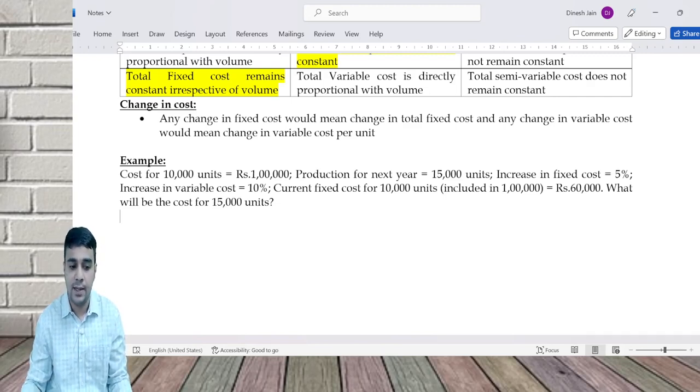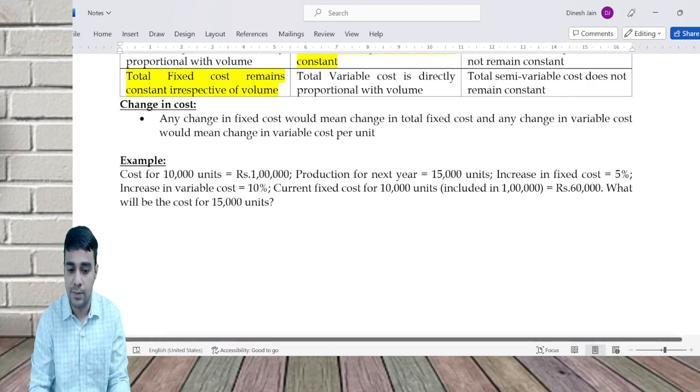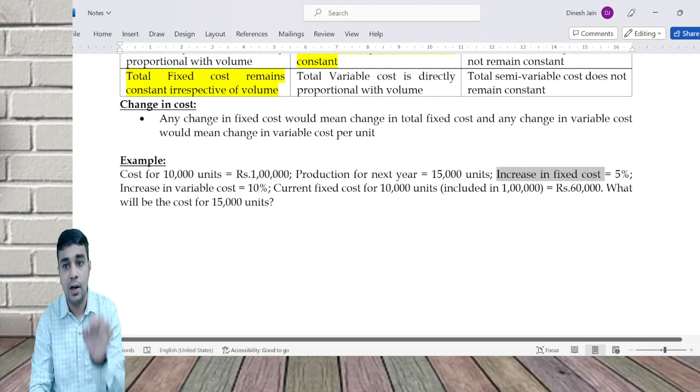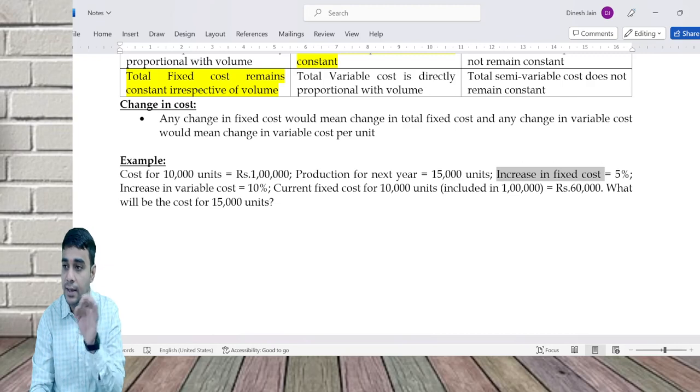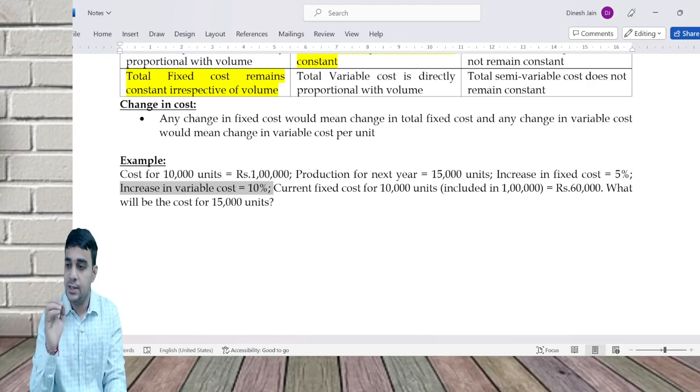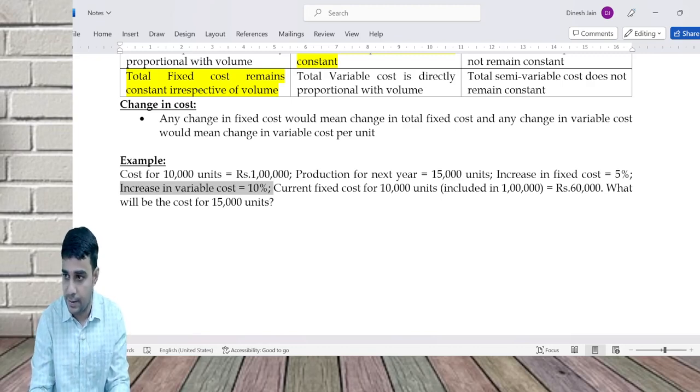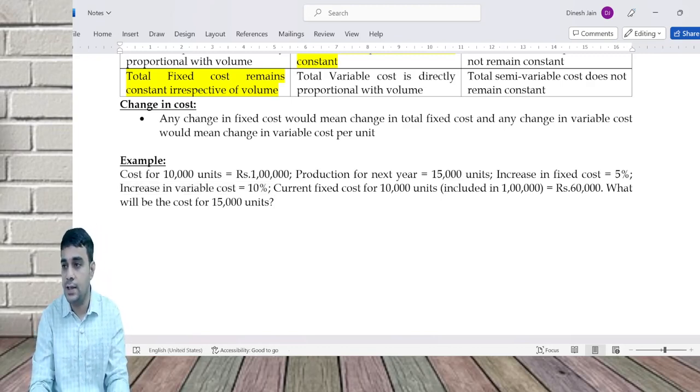Apart from that, there is also an increase which is happening in the cost. Any increase in fixed cost would mean an increase in total fixed cost. Any increase in variable cost would mean an increase in variable cost per unit. So next year 15,000 units will be manufactured by the company. I'll have to calculate what is the total cost. First let's analyze the fixed cost part of it, then we'll analyze the variable cost part of it.